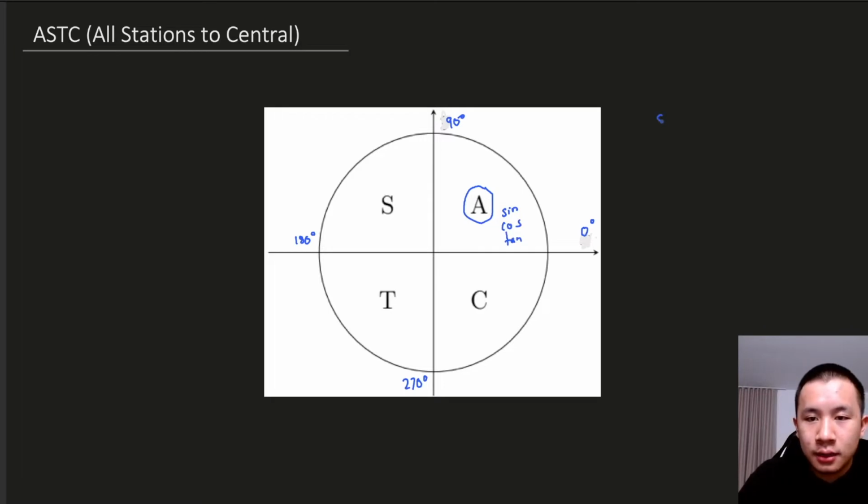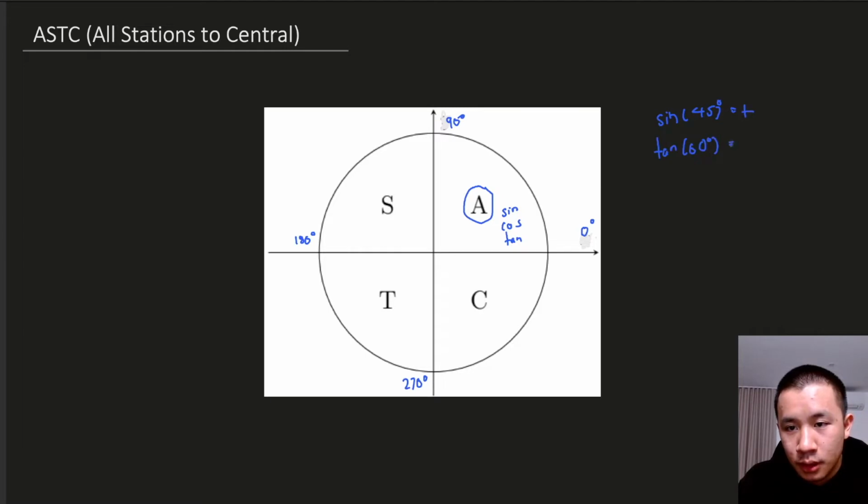So if you had sine 45, this would be positive. Same with tan. So if you had tan 60, for example, this should be positive. Same thing goes with cos. So cos, let's say 15, it should be positive.